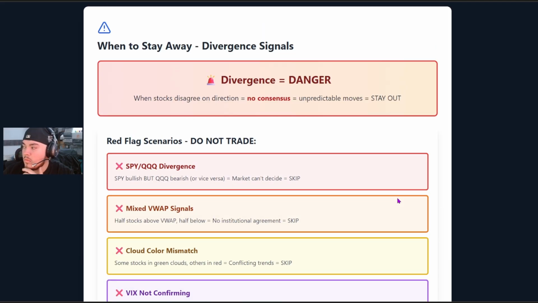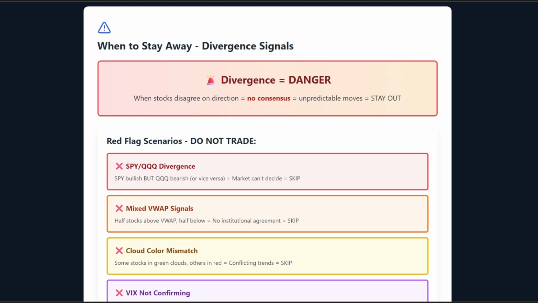When to stay away, guys? Divergent signals. So divergence is just a fancy word for danger, right? When stocks disagree on direction, that equals no consensus, there's no clear decision to be made, it leads to unpredictable moves, and this is when you want to stay out of the market. Now, red flag scenarios, these are some do not trade scenarios.